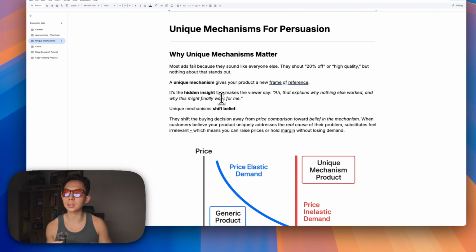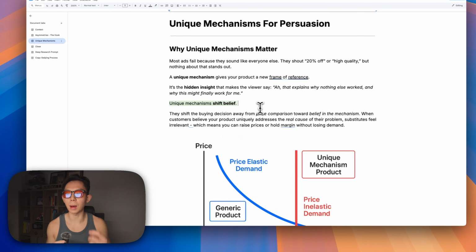It is a hidden insight that makes the viewer say, that explains why nothing else worked and why this might finally work for me. That is the mental shift or mental frame of reference that you want to build with your unique mechanism. They shift the buying decision away from price comparison towards belief in the mechanism. When consumers believe a product uniquely addresses the real cause of their problem, substitutes feel irrelevant.